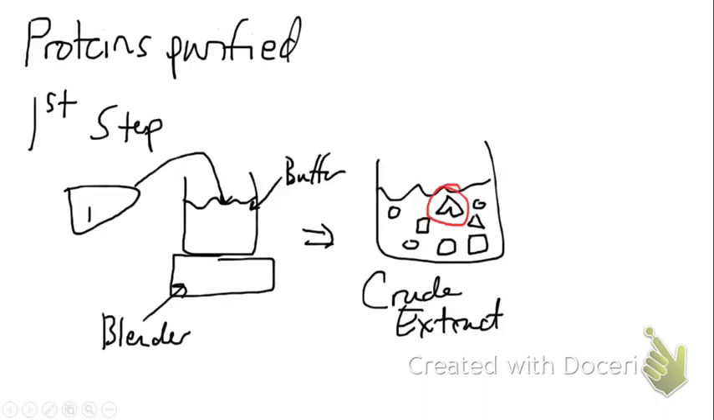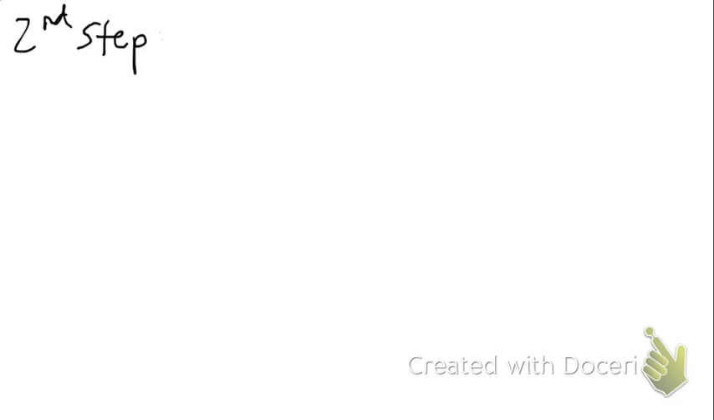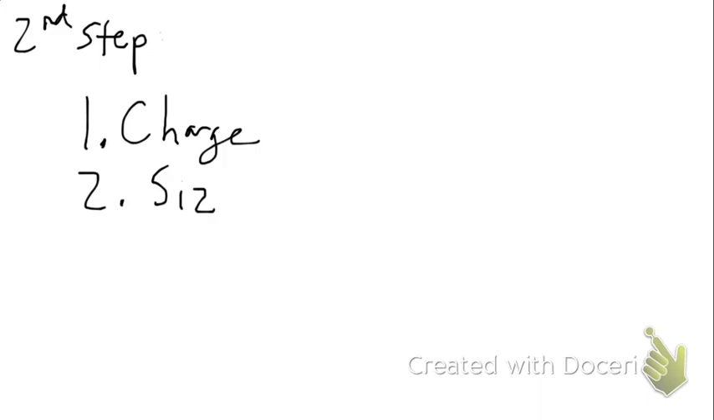The second step is we're going to separate our protein of interest, this triangle with the red circle around it. We're going to try to get that protein separated from everything else. There are three major ways that we do this. We can do it by charge, we can do it by size, and we can do it by what's known as affinity.